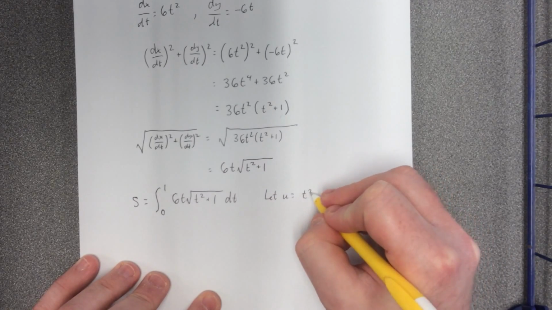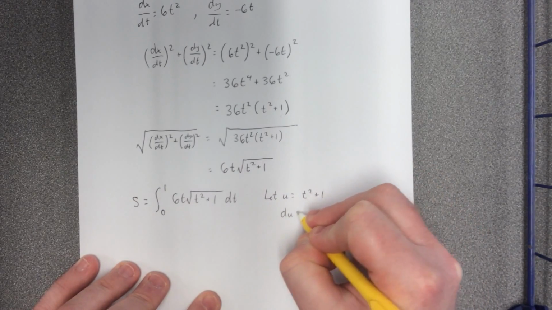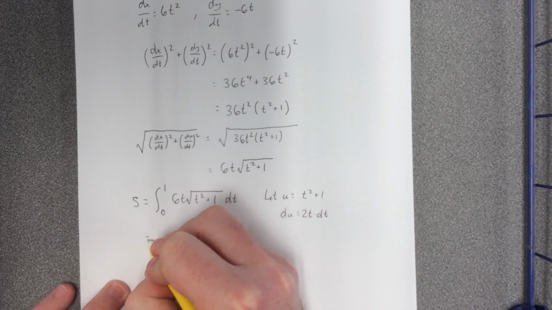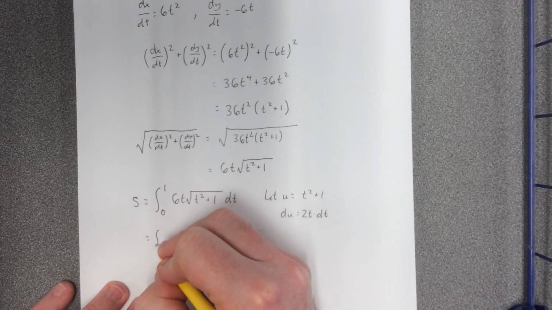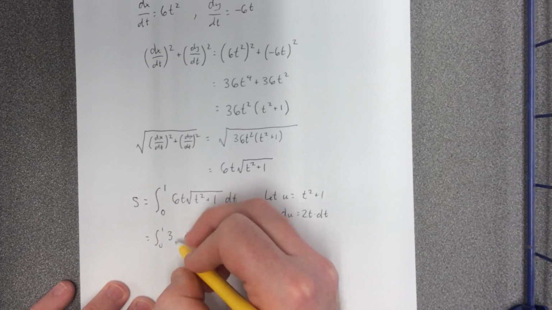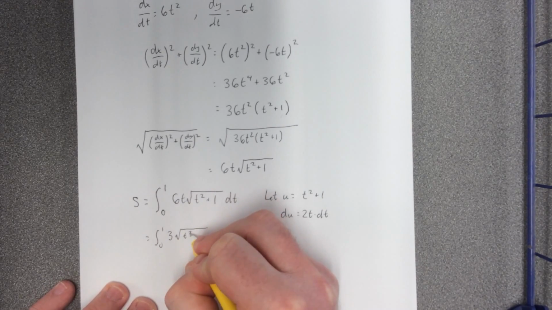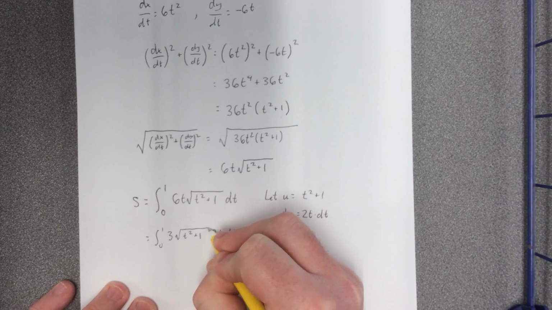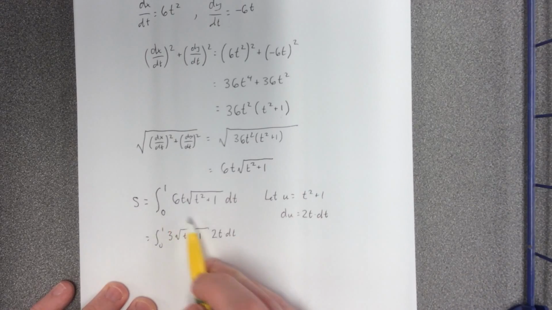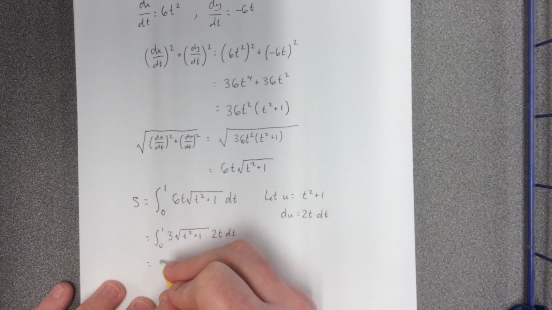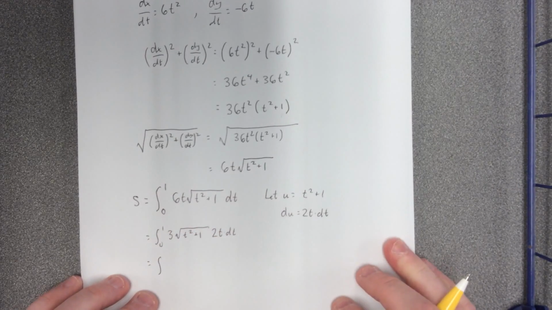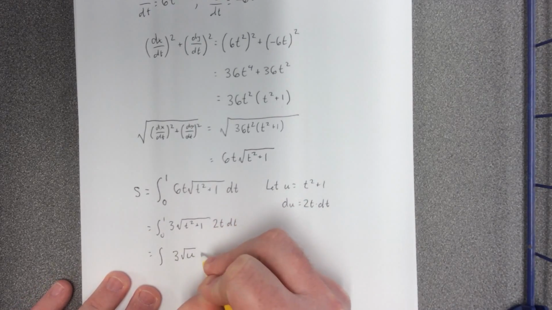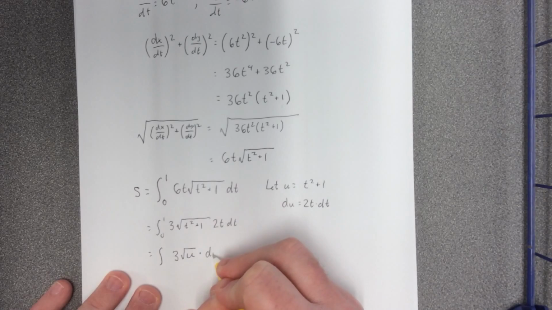So if u is equal to t squared plus 1, then du would be equal to 2t times dt. I can borrow a 2t from the 6t, leaving me with 3. Square root of t squared plus 1 remains, and then we'll have a 2t times dt at the end. Just splitting the 6t into a 3 times 2t and separating appropriately. This is where I'll make my substitution. This will become 3 times the square root of u times du.